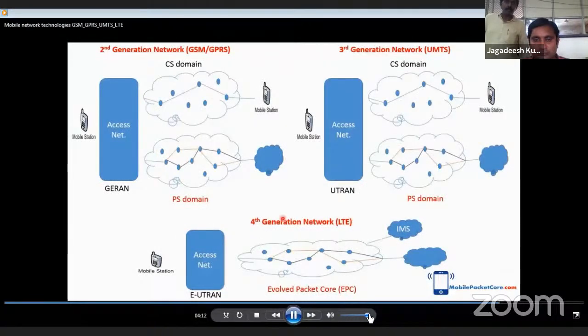Mobile networks evolved over time to afford better services. First came the 2G network, which is the GSM GPRS architecture, which contains a CS domain for voice calls and a PS domain for data sessions. Then came the third generation network, UMTS. UMTS inherited its core from the GSM GPRS architecture. Therefore, GPRS term can be used to call the PS domain in both 2G and 3G networks. After that came the 4G network, which is the LTE. The LTE network contains only a PS domain, which is the Evolved Packet Core, EPC.